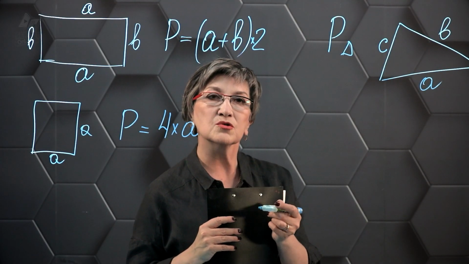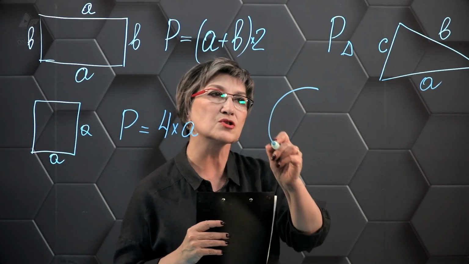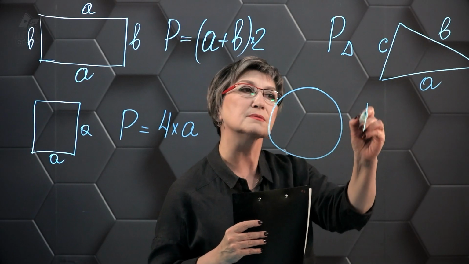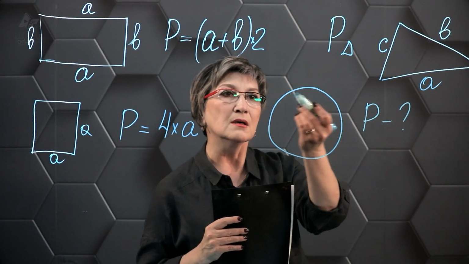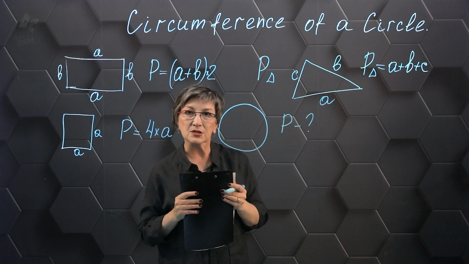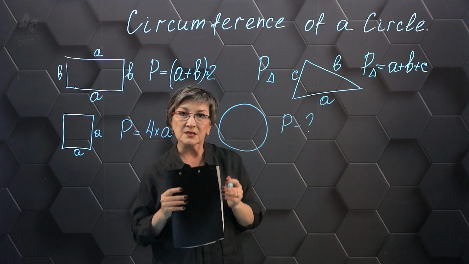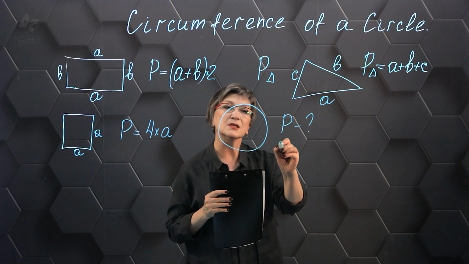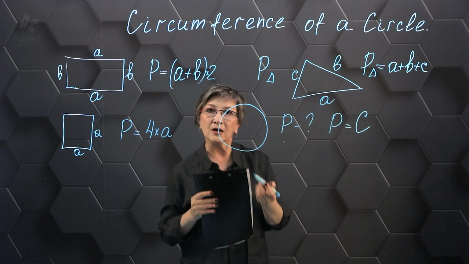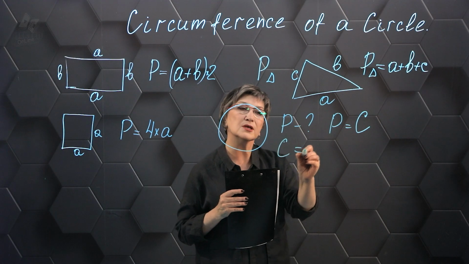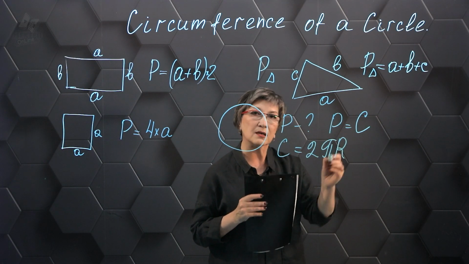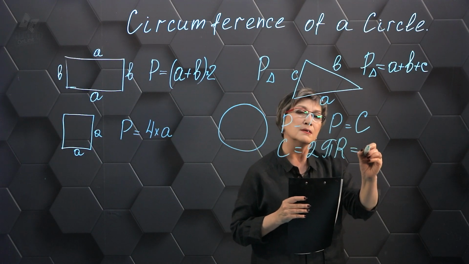But if we need to find the perimeter of a circle, how do we find the perimeter of a circle? After all, I don't see any sides here that I have to add up. In math, the perimeter of a circle is called the length of the circle. And the length of a circle is calculated using the following formula: 2 times pi times r, or pi times the diameter.